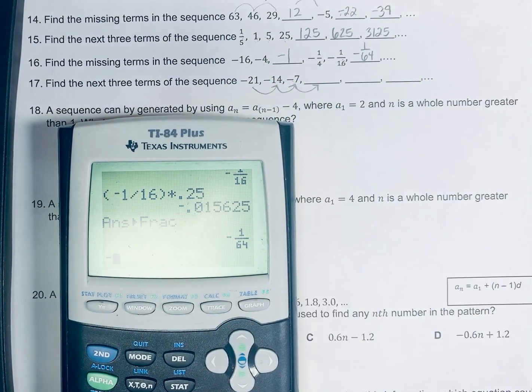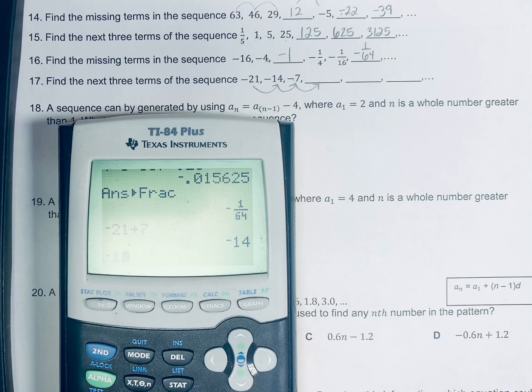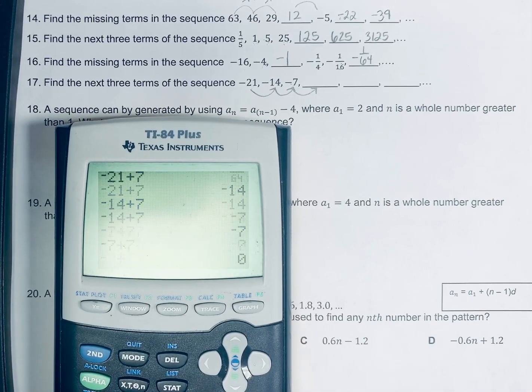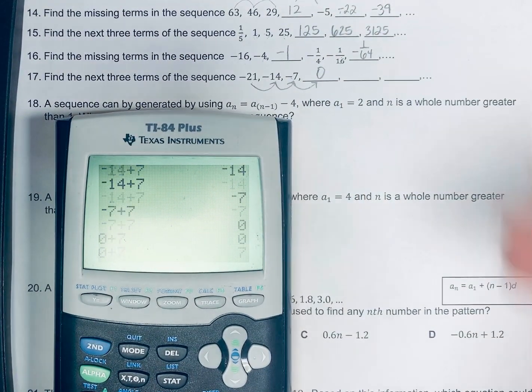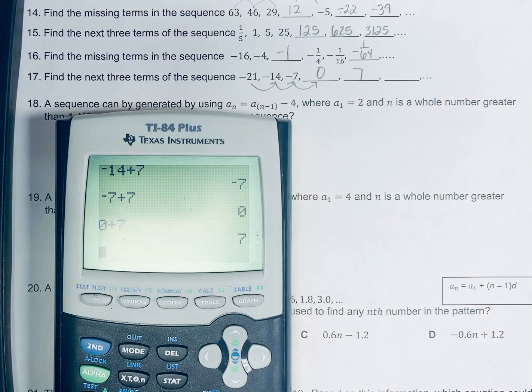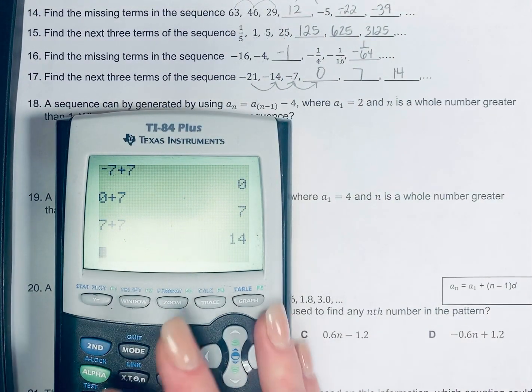So let's check. Negative 21 plus 7. Yep. Negative 14 plus 7. Yes. So negative 7 plus 7, that would be 0. And then 0 plus 7 would be 7. And then 7 plus 7 would be 14. So that would be my next three terms.